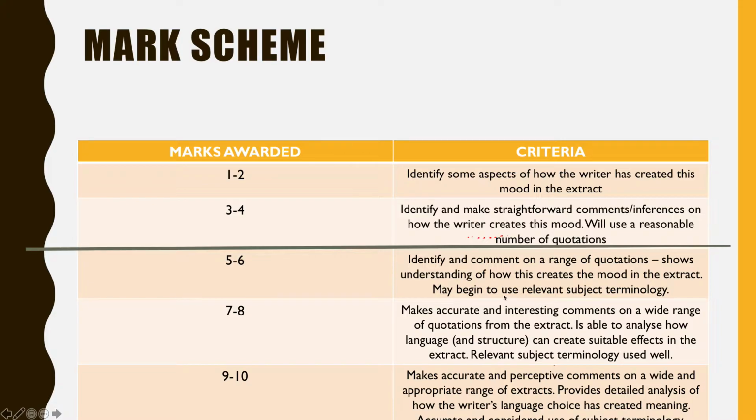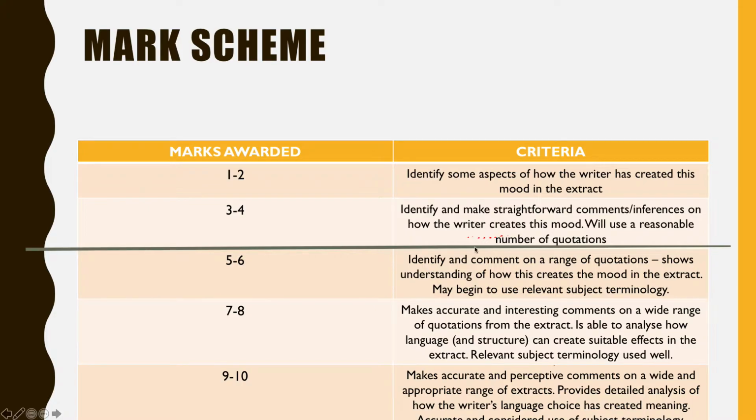So identify and comment on a range of quotations. Shows understanding of how this creates the mood in the extract. May begin to use relevant subject terminology. So you can easily get 6 out of 10 without mentioning a simile or metaphor at all. But the key thing is a range of quotations. You understand what that quotation means and how it links to the theme or the mood. So this is what you need to be aiming for.